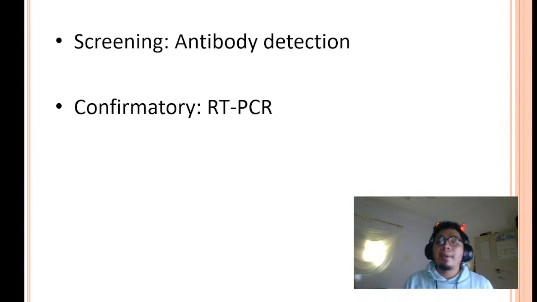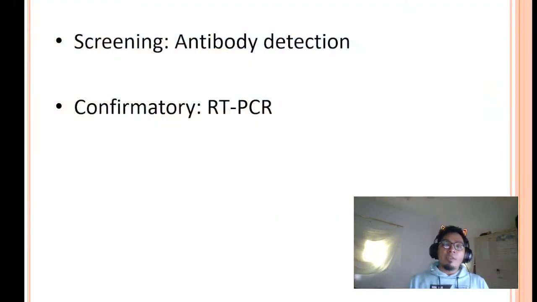Okay, let's continue on. So again, RT-PCR is reverse transcriptase polymerase chain reaction. It falls under the realm of molecular biology, and it's going to take us a long time if I discuss it to you guys in this forum because we only have several hours left before we end this.